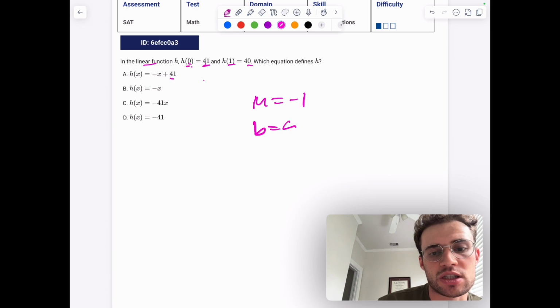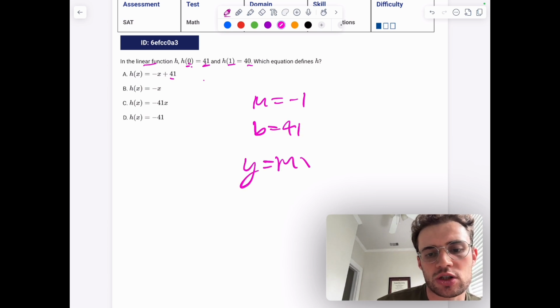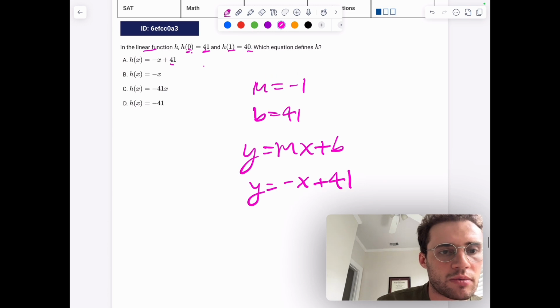We said our y-intercept is 41, so if you wrote it as slope-intercept form, it'd be y equals -1x, or just -x plus b, which is 41. So -x plus 41, which is a. h of x equals -x plus 41.